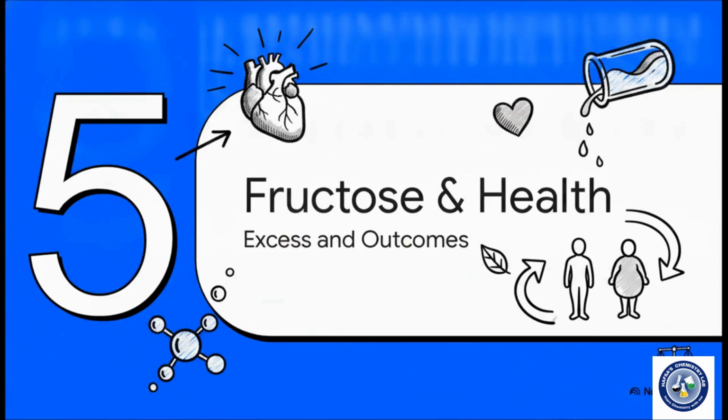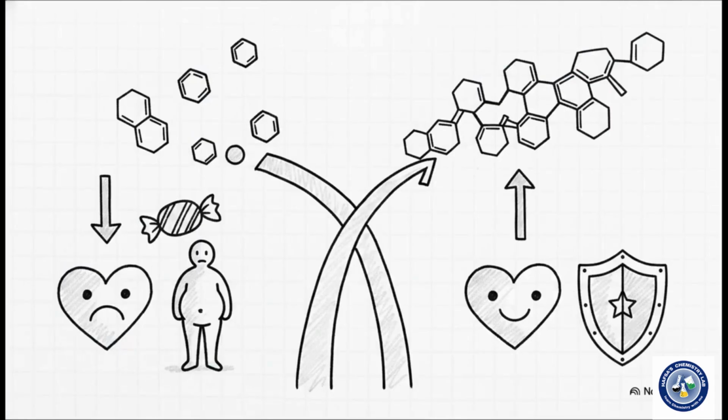Which brings us to our final topic today, Section 5, fructose, excess, and health. Here, we're going to address how different types of sugar intakes actually dictate our long-term health outcomes. We talked a little earlier about fructose, that ketose sugar found heavily in honey and fruit. The main function of fructose is indeed to provide energy during metabolism. However, the dose makes the poison, right?